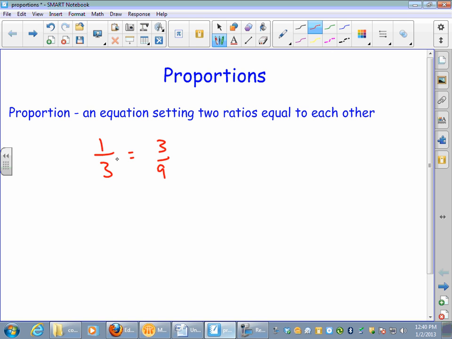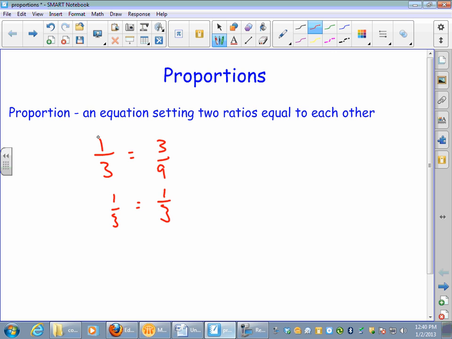And there's lots of ways to check this, and on the next slide here, we're going to go over a bunch of different ways to check it. One easy one, reduce 3 over 9. I can divide both top and bottom by 3, and that would give me 1 over 3. And so they are equal to each other. But that's what a proportion is. It has two ratios equal.